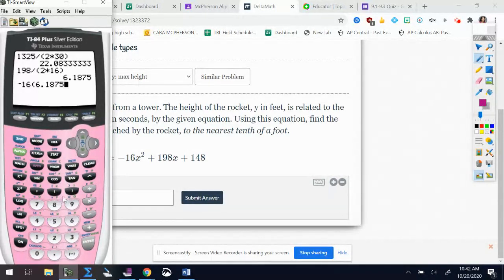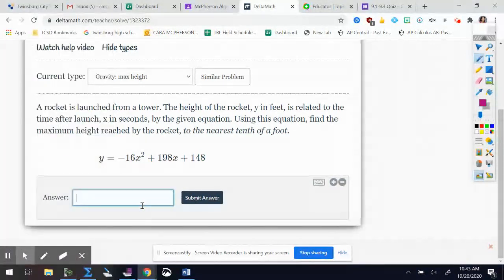6.1875 squared plus 198 times 6.1875, and then plus 148. That is my height. That is feet. It wants the nearest tenth, so it'll be 760.6.